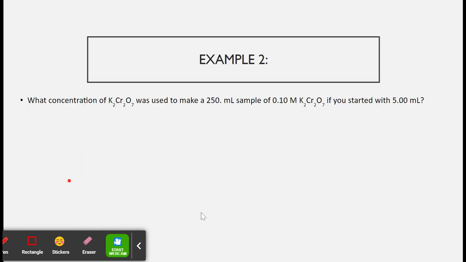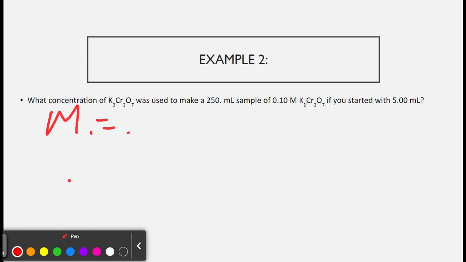All right, example number 2. It says, what concentration of potassium dichromate was used to make 250 milliliter sample of 0.1 molar potassium dichromate if we started with 5 milliliters? All right, so in this case, I'm going to first identify what goes together. So M1, I'm going to say is my 0.1 molar. Okay, and then my V1 is 5.00 milliliters.